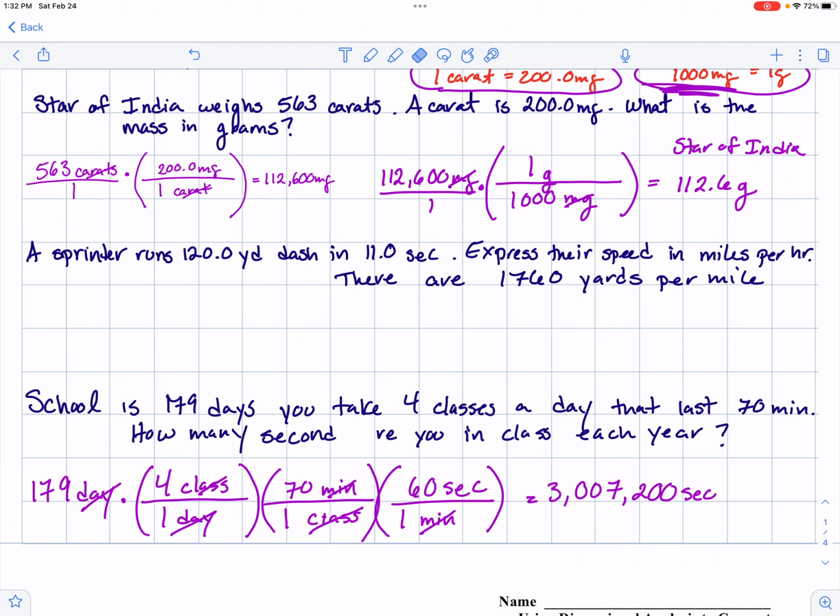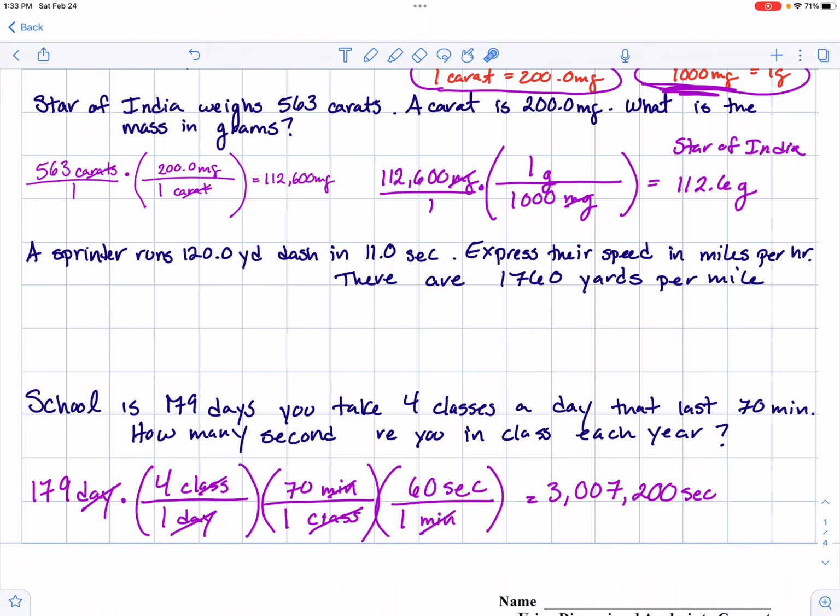So in this case, a sprinter runs a 120-yard dash in 11 seconds. And it says to express their speed in miles per hour. And just as an extra fact, they're letting us know that there are 1,760 yards in every 1 mile. So some of the conversion factors you can look up if you don't know them off the top of your head, and those are helpful for you as you convert from one unit to another. And I should mention that in this problem we are going to be going from hours to seconds, so those will be other conversion factors that we are also using.